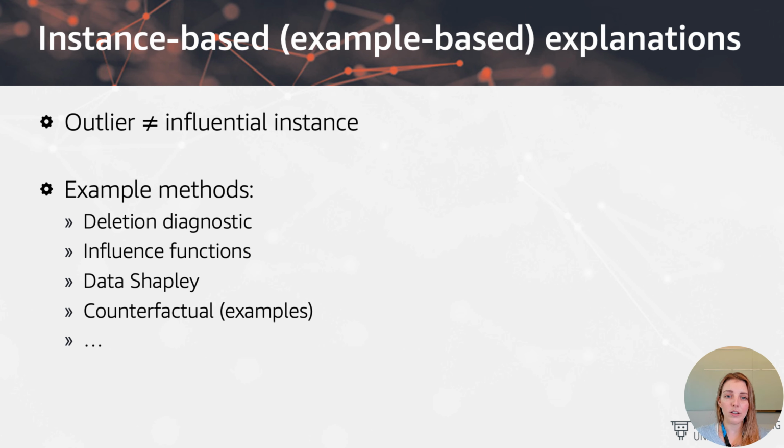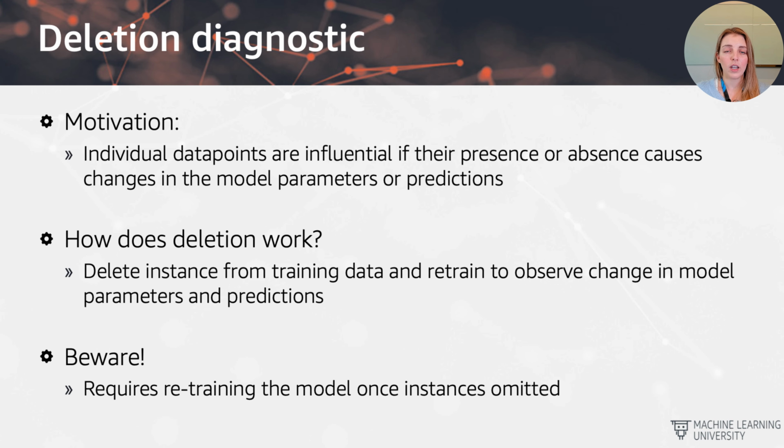A quick distinction here. First of all, we should not confuse outliers with influential instances. And we also have a list of example methods here. One example of how we can get an instance-based explanation would be through so-called deletion diagnostic. We can also come up with influence functions. We can look at data Shapley or counterfactual examples. And we're going to look at deletion diagnostic first, where the motivation is that individual data points are influential if their presence or the absence of that particular data point causes changes in the model parameters or predictions.